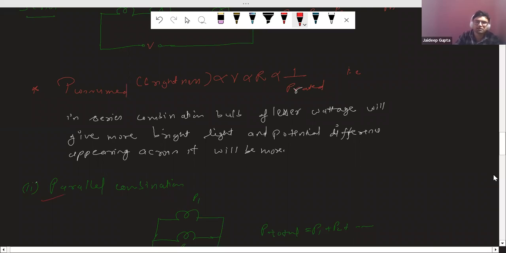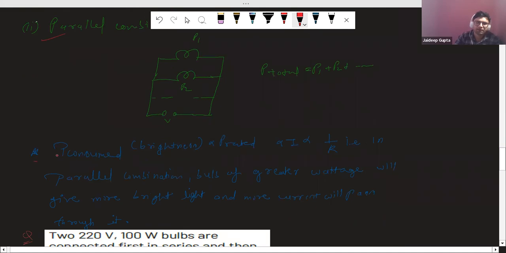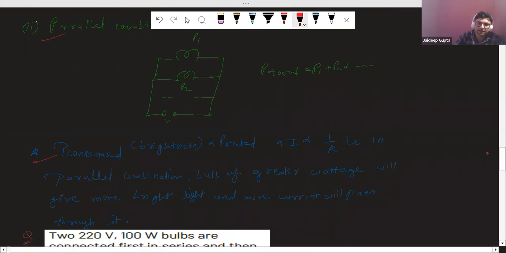Now, in parallel combination, the total equivalent power will be P1 plus P2 up to Pn. Remember this power consumption, that is brightness, is directly proportional to the power rated. In series, it was inversely proportional, but in parallel, it is directly proportional to the current, inversely proportional to 1 by R. So in parallel combination, the bulb of greater wattage will give more bright light. In series, the bulb of lesser wattage will give you more bright light.